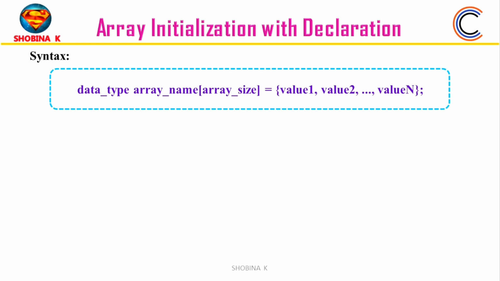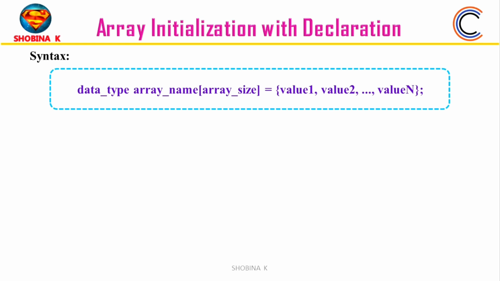Data type. This is the data type of the element in the array. In the example, it is int for integers. Array name is the name given to the array. In the example, it is initialized array. Array size. The square brackets indicate the size or number of elements in the array. Value 1, value 2 up to value n.